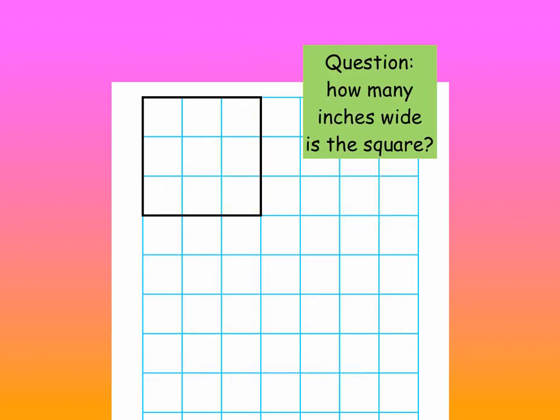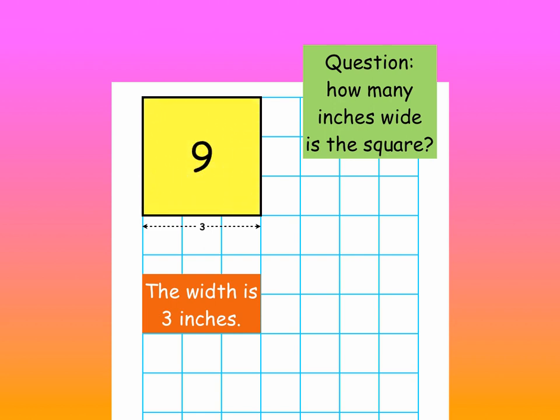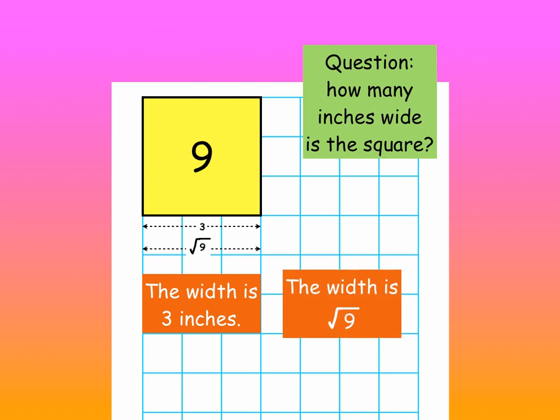How many inches wide is the square? Well, we made it ourselves. We know the width is 3 inches. You could also say, though, that the width is the square root of 9, because the square root of 9 is 3.